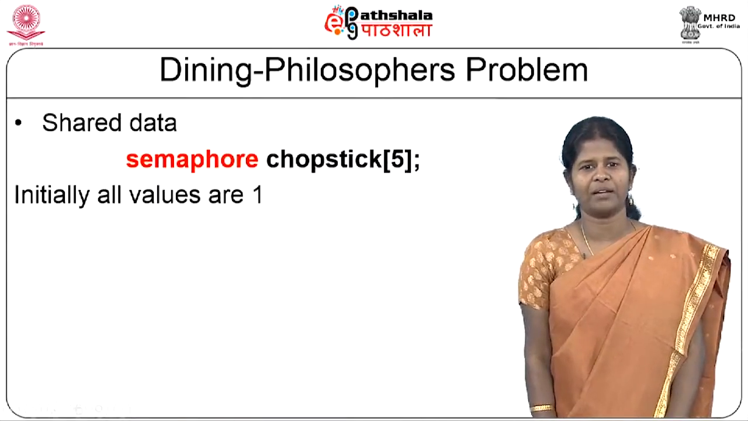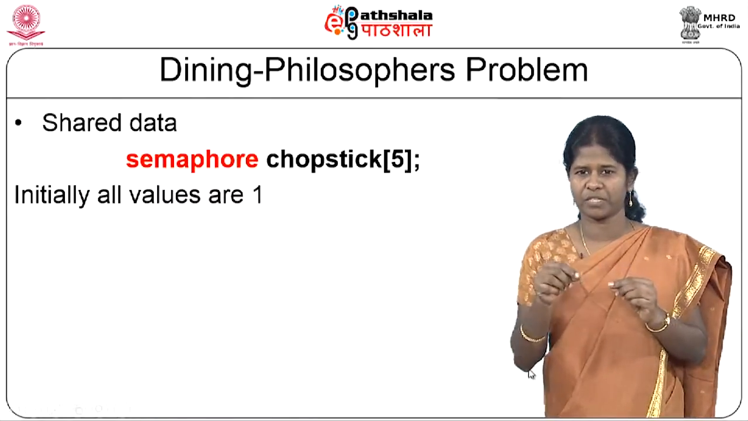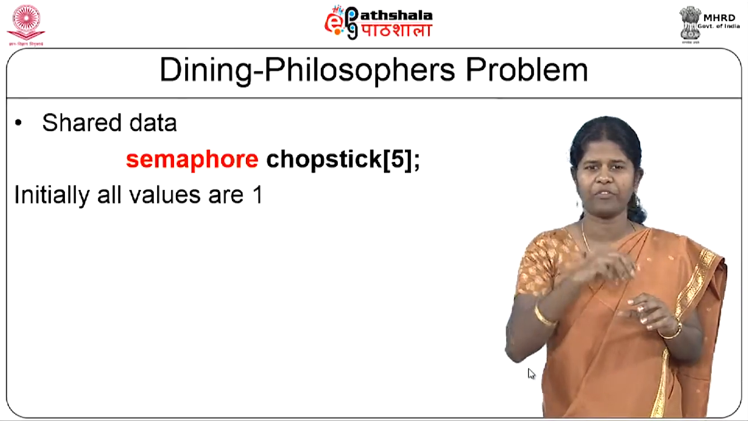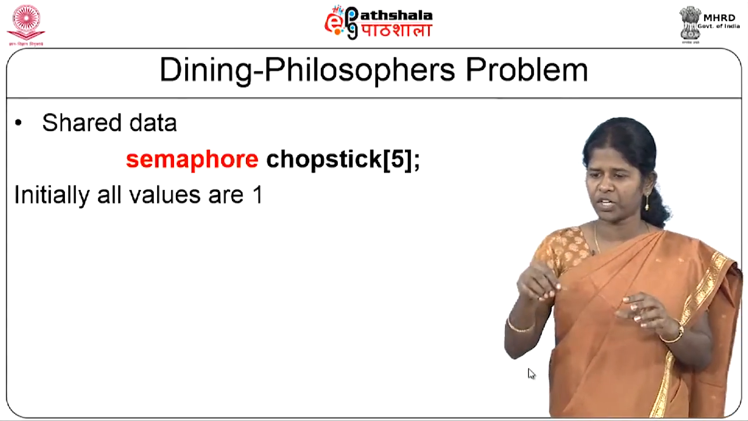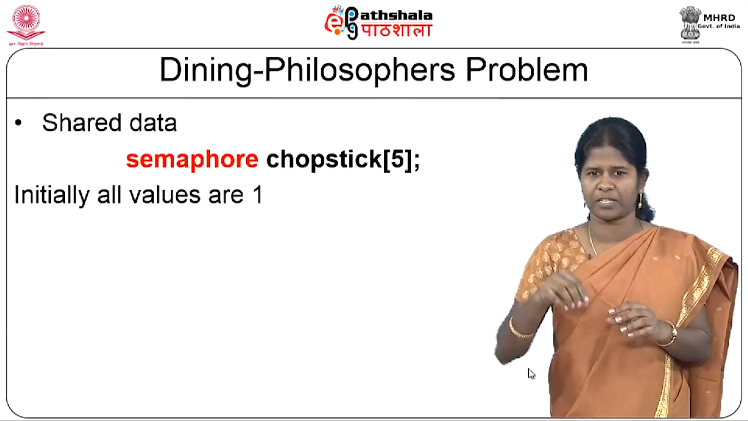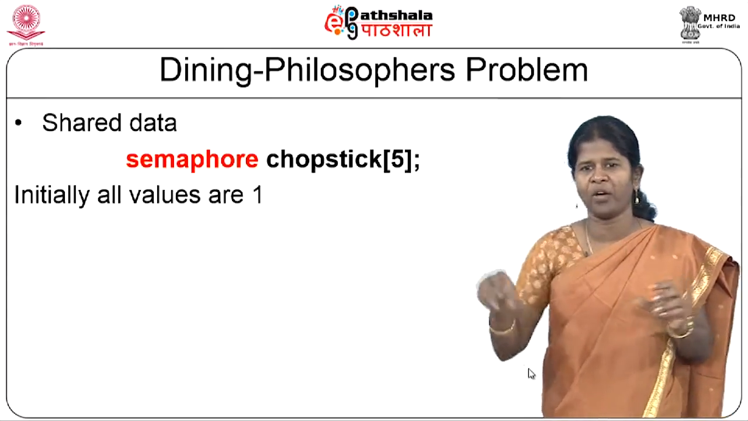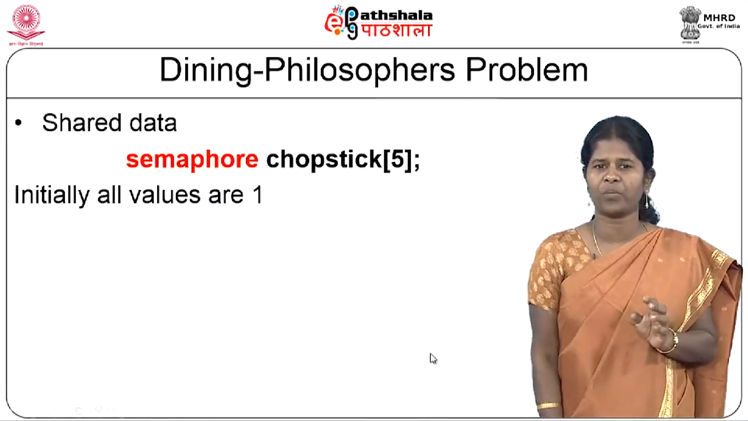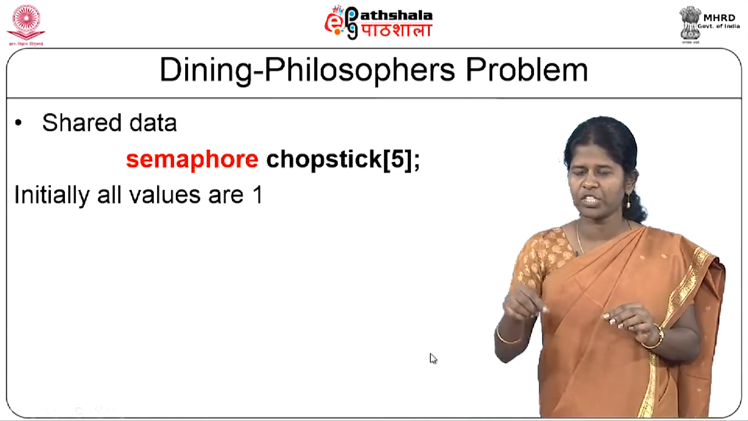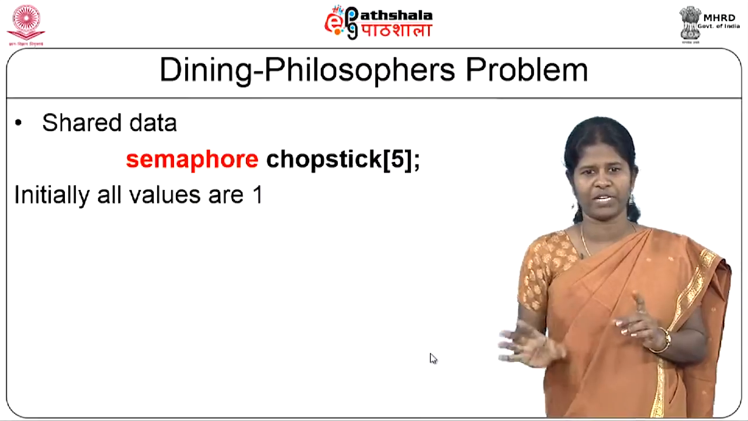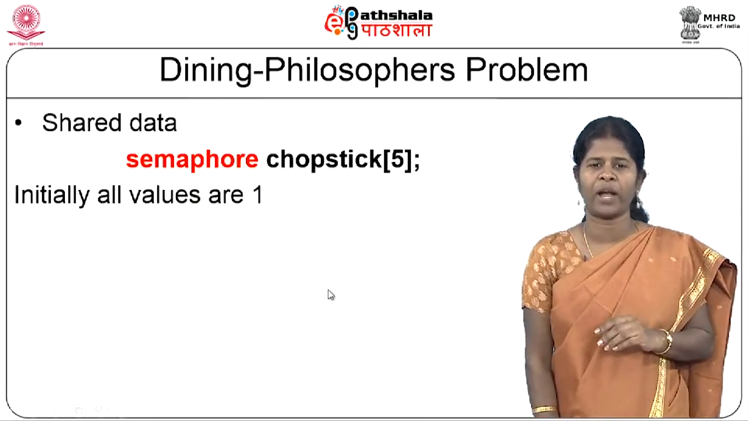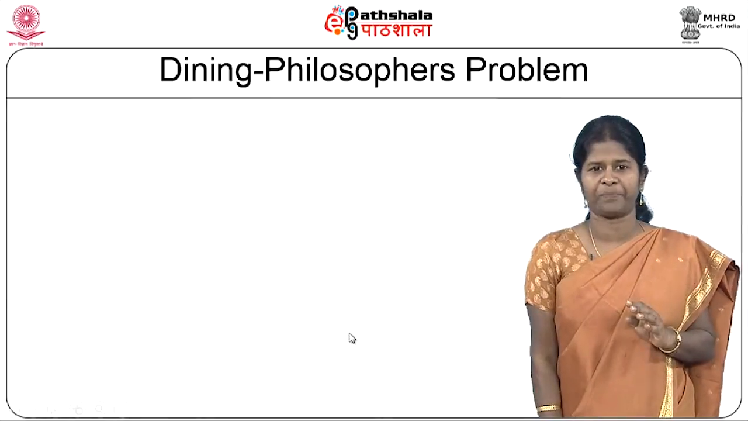What is done? Each chopstick is associated with a semaphore. So if there are 5 chopsticks, there is a semaphore for each of these chopsticks. Each chopstick has a semaphore that is guarding it. And you define an array of semaphores called chopstick of I. And initially all the values are 1. Why are all the values 1? Because the chopstick can be used by only one philosopher at a particular time, or that is a resource which can be used by one process at a particular time.